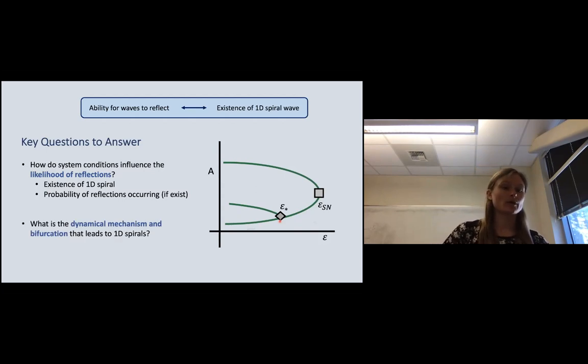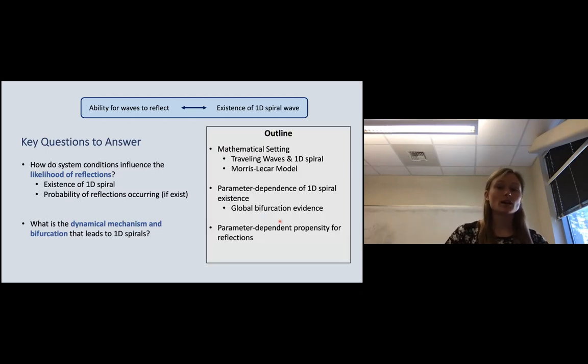And so along the way, we're also going to ask and find out more information about what the dynamical mechanism and bifurcation is that leads to the formation of these 1D spirals. The outline of this talk is set up to address these questions. I'm first going to talk a little more about the mathematical setting, and where these 1D spirals come from, and then go into answering these two questions about the existence and parameter-dependent likelihood of reflections occurring.